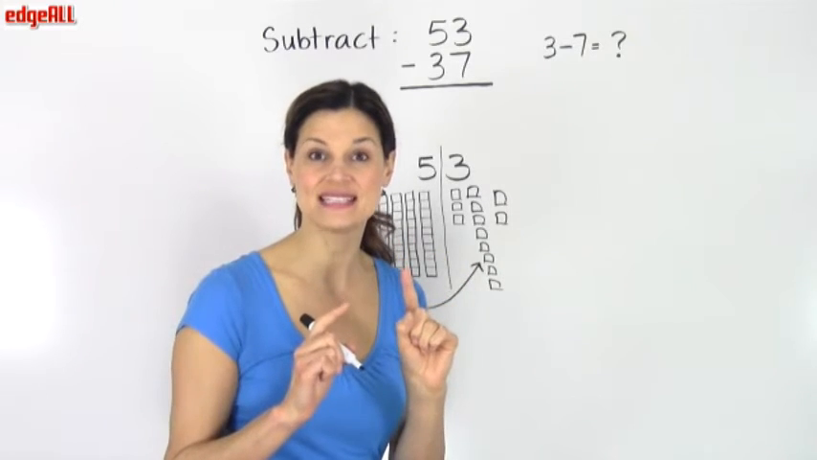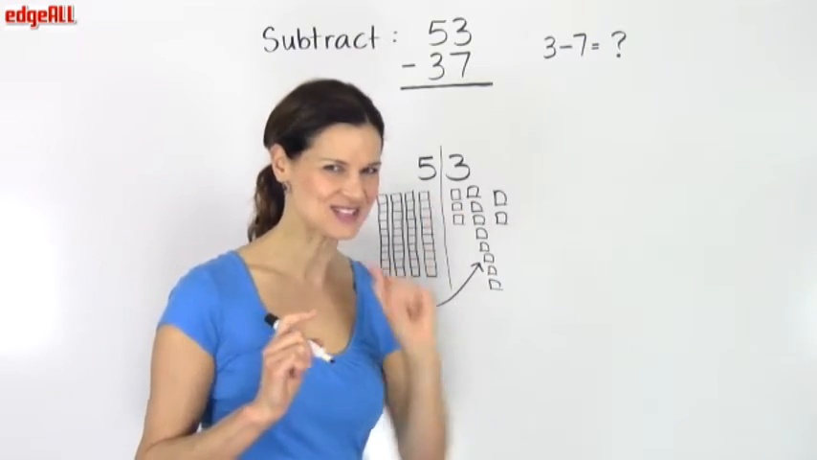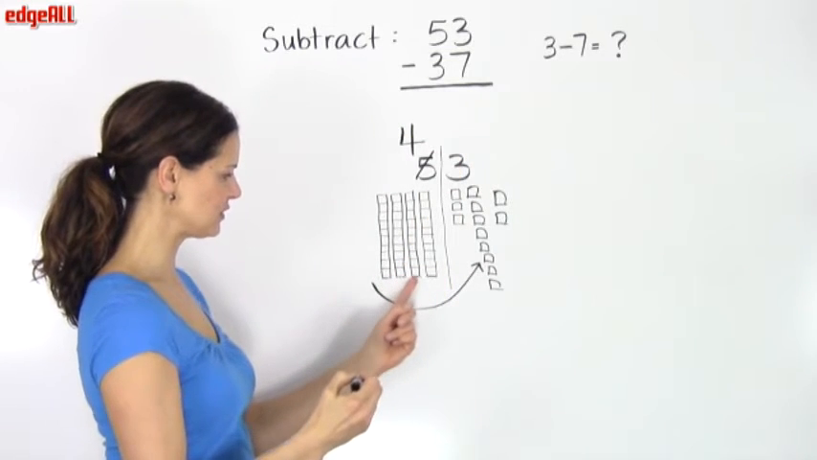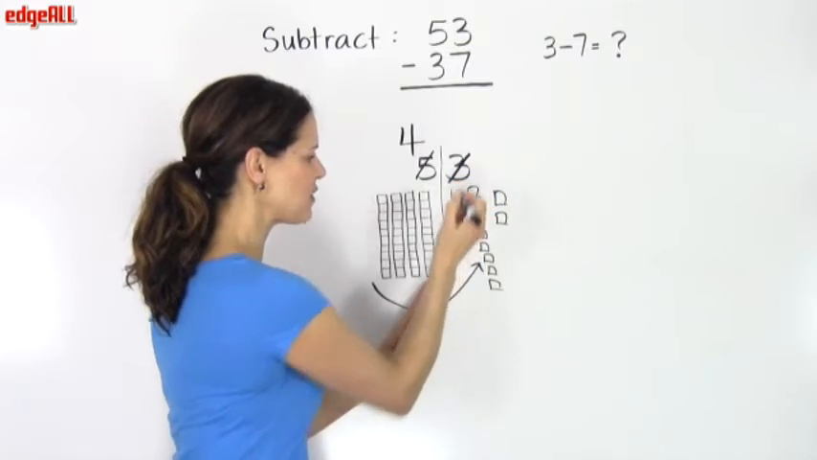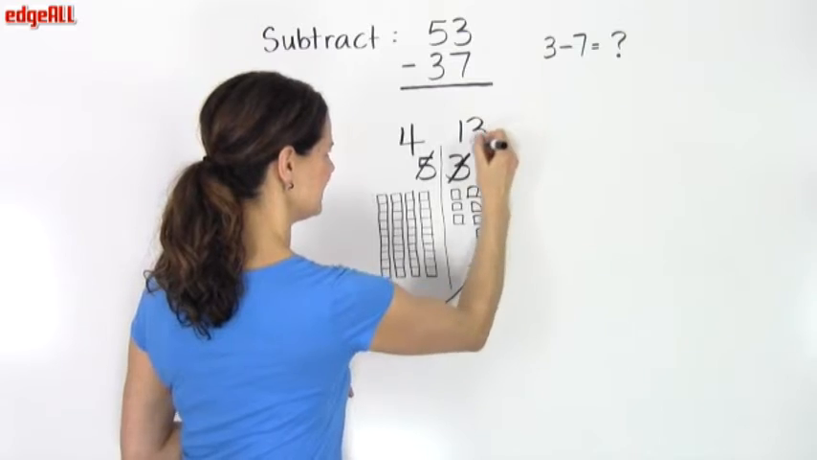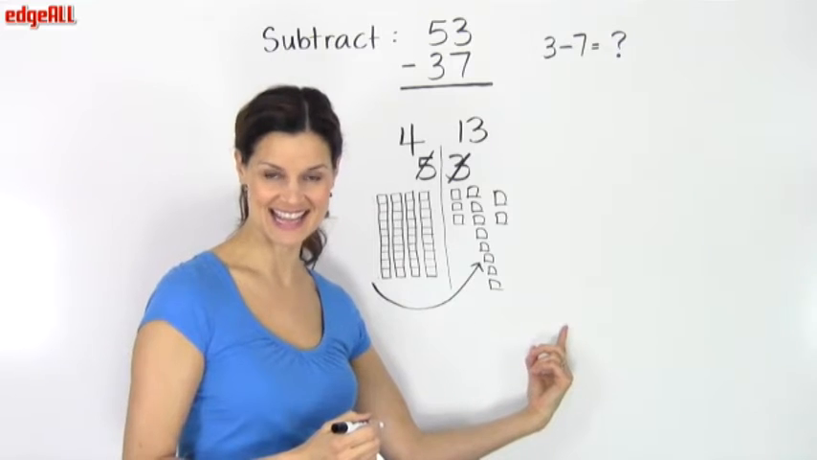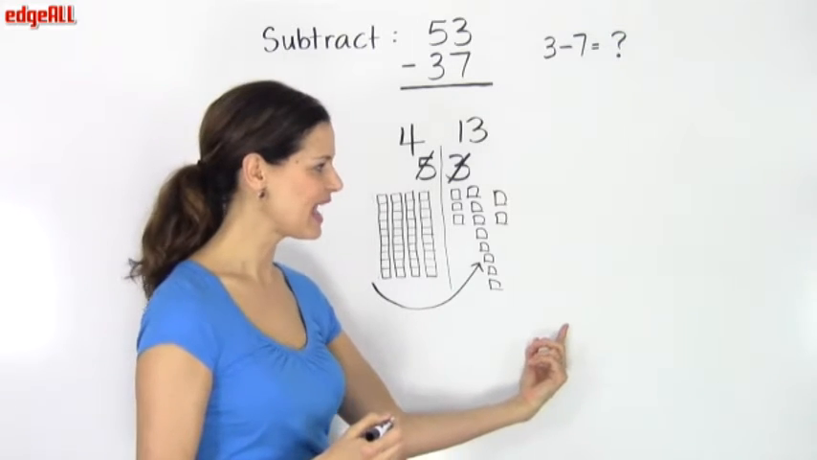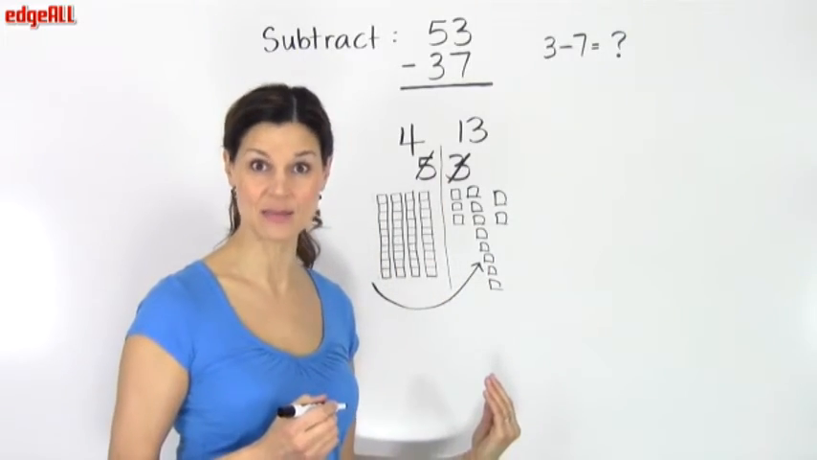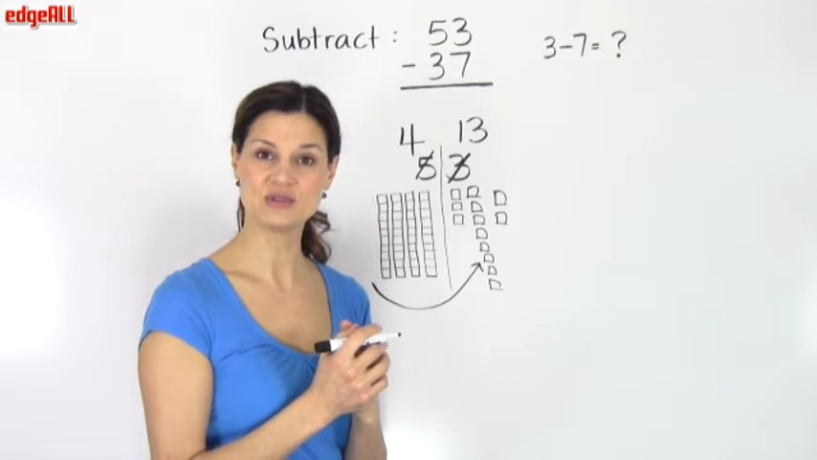And so now instead of having 5 tens and 3 ones, watch this, I now have 4 tens, 1, 2, 3, 4, and instead of 3 ones, I now have 13 ones. I have 13 little squares over here now because I borrowed 10 and added it to the 3. And so I have the same total number of squares in my problem, but I've just rearranged them so that I can do the subtraction.